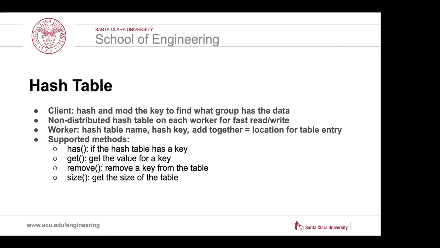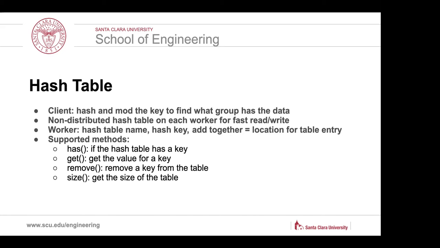So just to briefly talk about the hash table, which I implemented. This is not to be confused with a distributed hash table, which is what's used for peer-to-peer systems and stuff like that. This is just a standard hash table in a distributed system. So we have the client, and they hash the data, the key, and mod the key with the group, and they're able to find the worker from that, or from the group that's storing the data.